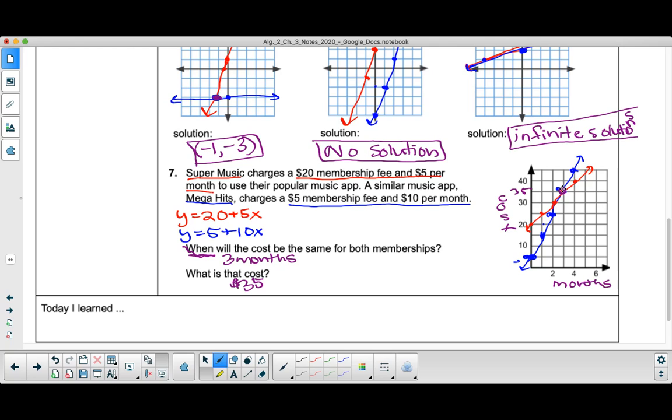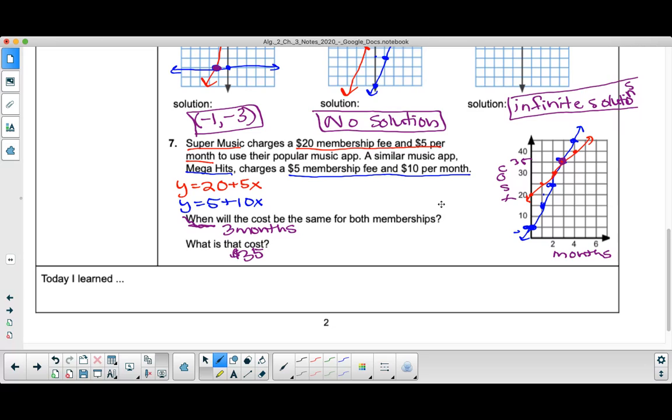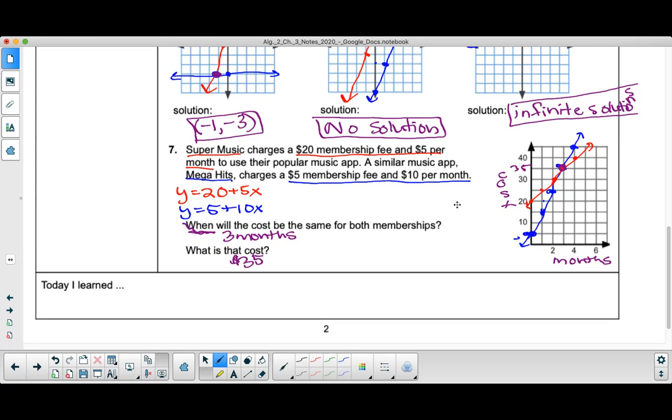So you can see here, if you just wanted to be a member for 3 months, you would probably want to be a part of Mega Hits, because it's less there. Whereas if you're planning to be a long-term member, you're probably going to want to choose Super Music, because after a while they end up being less. You can look and see those lines intersect, and whichever one is above the other is going to be more expensive. So that's another thing they can help you find out.